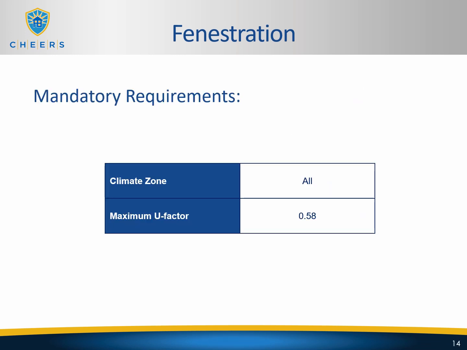Now, as far as the U factor that we talked about, there are mandatory requirements when it comes to those values. So the maximum U factor for all climate zones in the state is 0.58. And again, we're saying maximum because the lower the better.